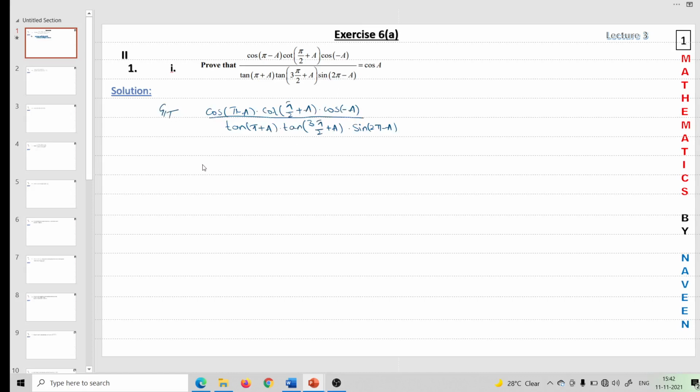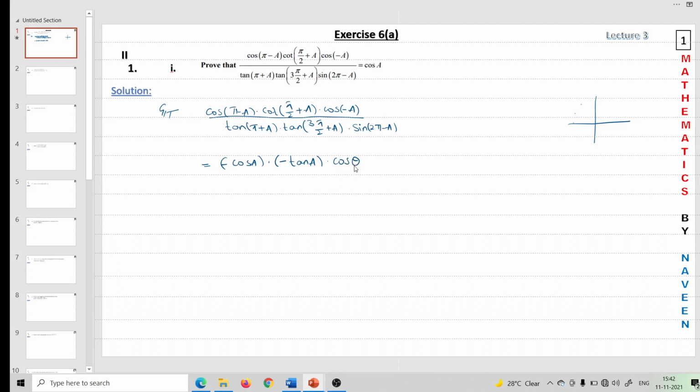See, cos of pi minus a. Pi minus a means second quadrant. In second quadrant cos values are negative, so we can write minus cos a, right? Cot of pi by 2 plus a. Pi by 2, 90 plus a means here second quadrant. In second quadrant cot values are negative, and pi by 2 is multiplied by 1, an odd number, so cot changes to tan, right? So minus tan a into cos of minus theta is cos theta only, right?